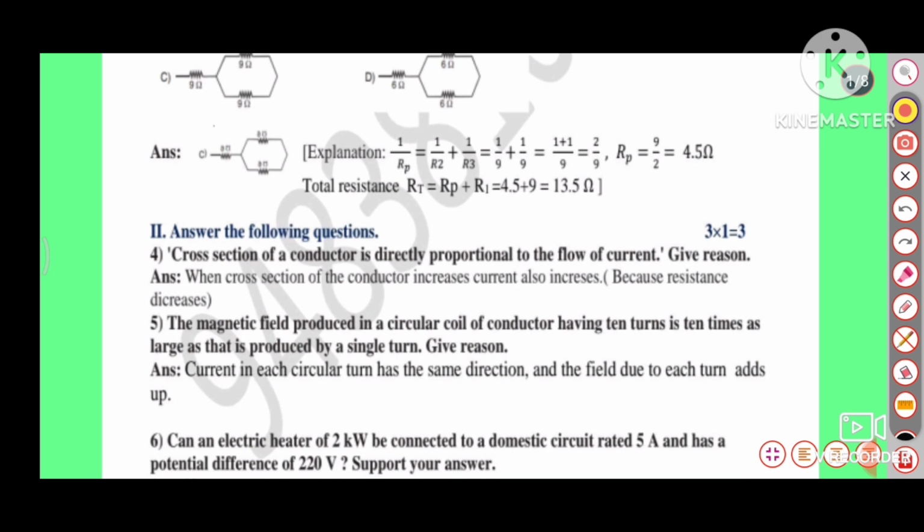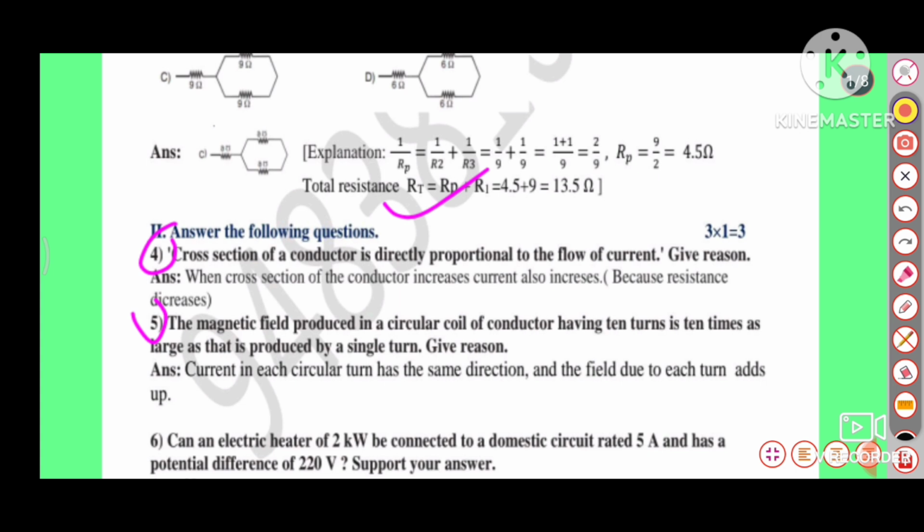Next, answer the following questions. Fourth question: cross section of a conductor is directly proportional to the flow of current. Give reason. Answer: when cross section of the conductor increases, current also increases because resistance decreases.